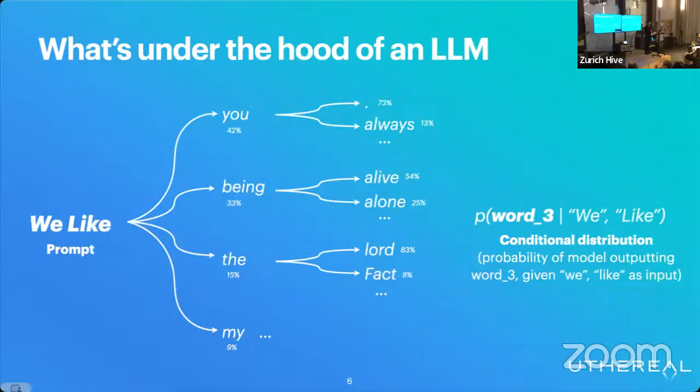Probability of the model. So it has seen all the possible sentences starting with "we like," and the word that's the most likely to appear is "you." And then you condition on "you," and you see, okay, from these three words, "we like you," what's the next token or word that comes up? And a full stop is the most likely one. So underlying these models, there's this conditional distribution: the probability of a model outputting word 3 given "we like" as an input.